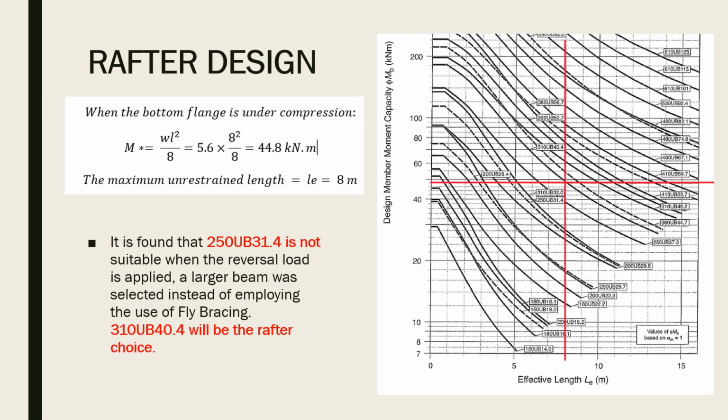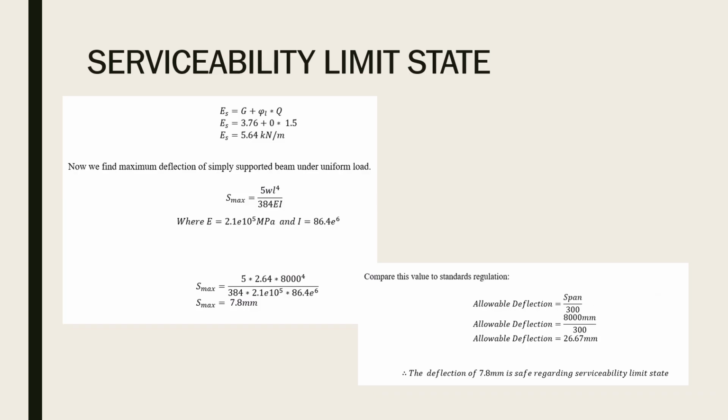Now we check the beam for reversal actions. This time the beam flange is under compression and there are no lateral restraints for the bottom flange, and the effective length is 8 meters. These calculations were also done using the end rafter section, and the maximum deflection was found to be 16.41 millimeters, which also falls well below the serviceability requirements.